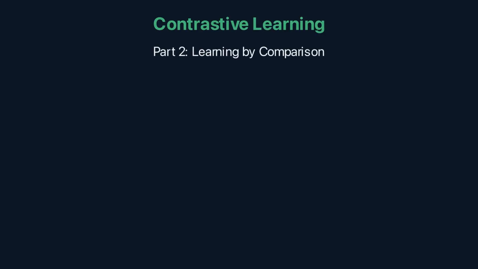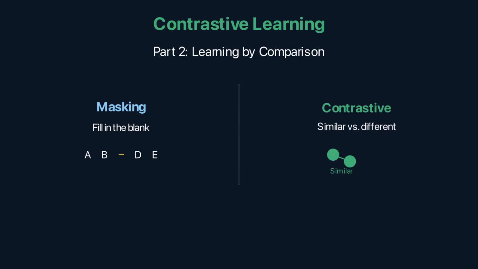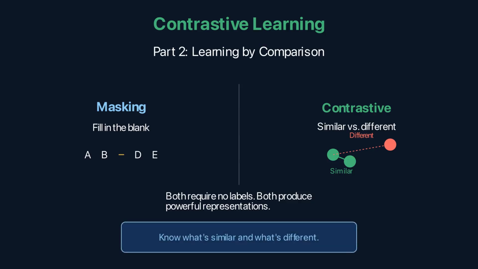Masking-based methods learn by prediction. Fill in the blank. Contrastive methods learn by comparison. Know what's similar and what's different. Both require no labels. Both produce powerful representations.